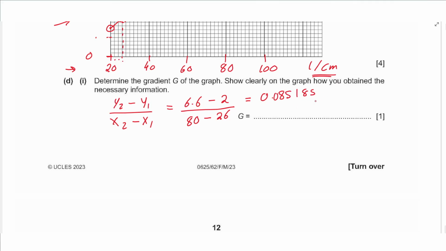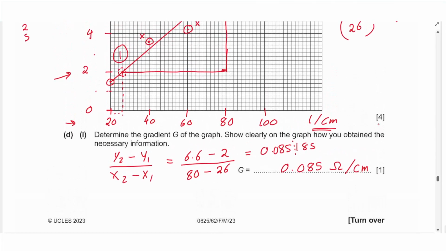0.085185 and so on. But we are going to approximate this to two significant figures. That's what the graph can give us. So we're going to say that it's 0.085, and the unit of the gradient is the unit of the y-axis, which was ohms, over the unit of the x-axis, which is centimeters.